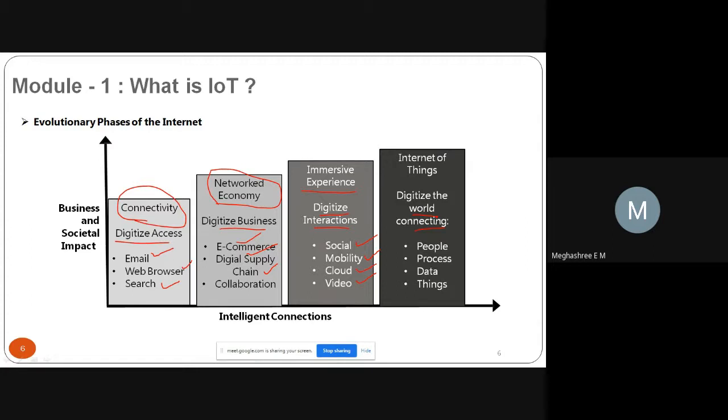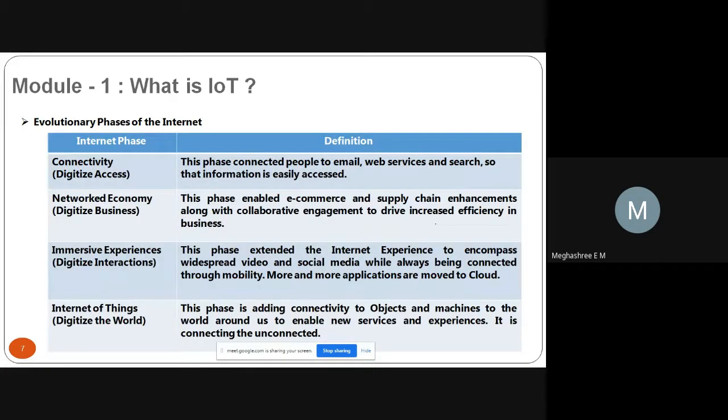The first is connectivity, where we digitize the access. Second is the networked economy, where we digitize the business. And third one is immersive experience, which digitizes the interaction. And the last phase of the internet, which is about today, is the Internet of Things, where we digitize the world by connecting, where all the objects are connected to the internet. So these are the four phases of internet which are very important with respect to exam.